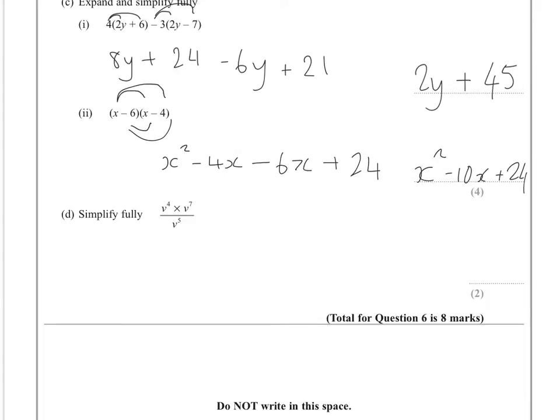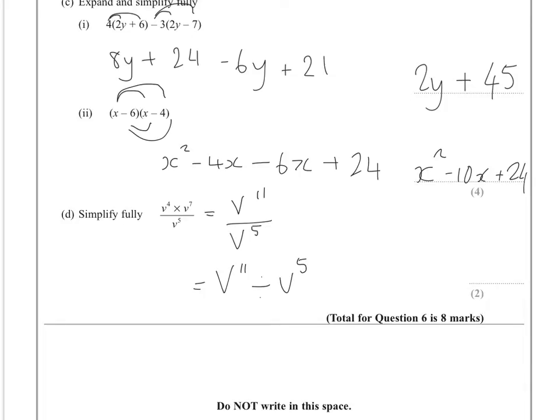Simplify fully, v to the power of 4 times v to the power of 7 divided by v to the power of 5. Well, when I'm multiplying, I add my powers, so on the numerator, that's going to give me v to the power of 7 plus 4, which is 11, over v to the power of 5. I can write this slightly differently.